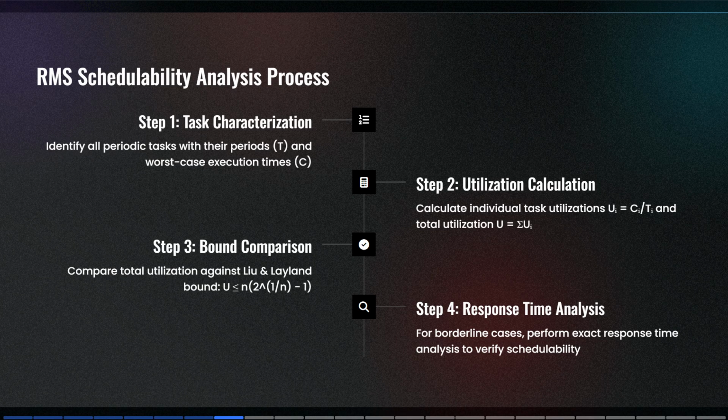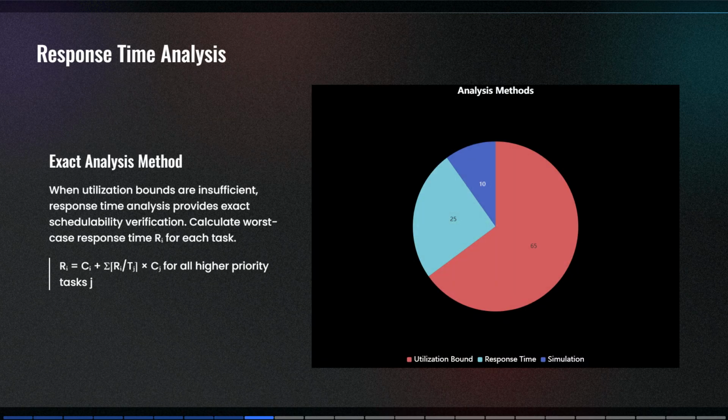The feasibility of RMS can be checked using utilization bounds for n tasks. The CPU utilization must be less than or equal to the given formula here. If the total utilization is below the threshold, all deadlines will be met. This formula is key to testing schedulability in RMS.